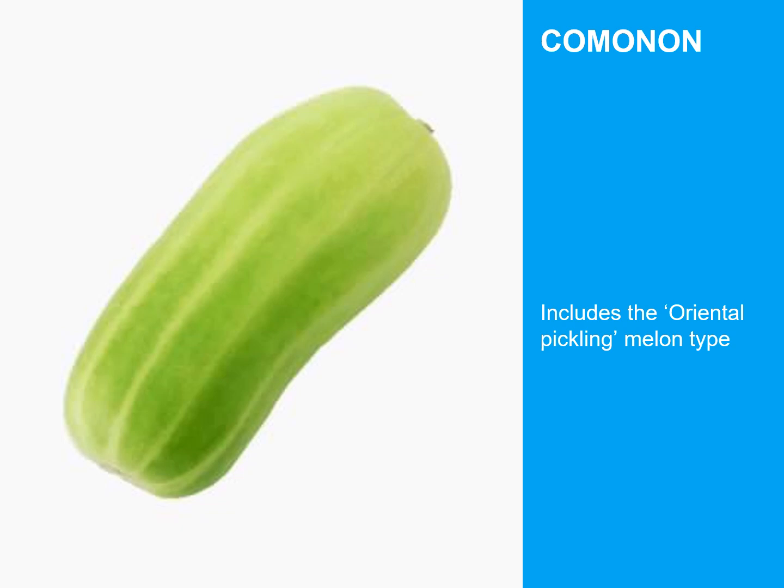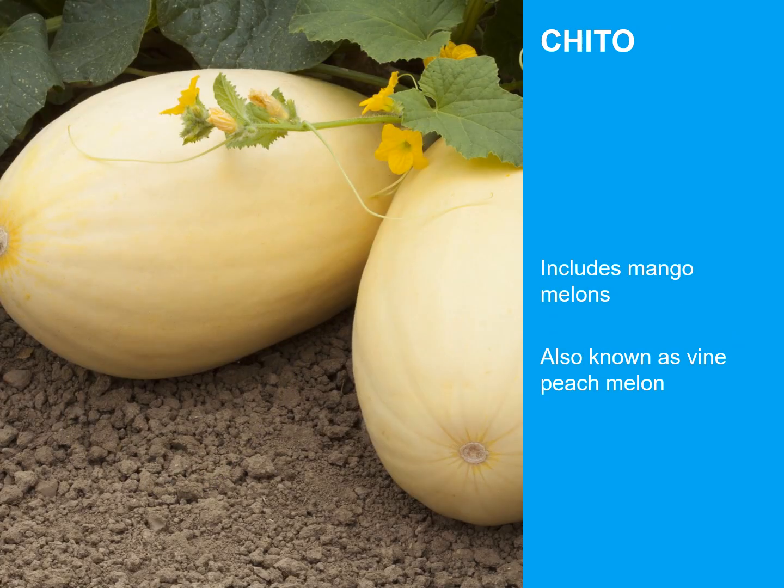Then we have the conomon type. So this is also known as the oriental pickling melon, and it's more common in Asian countries. Then there's the chito type. This includes the mango melon, so called because of its distinctive skin colour, and it's also known as the vine peach melon.